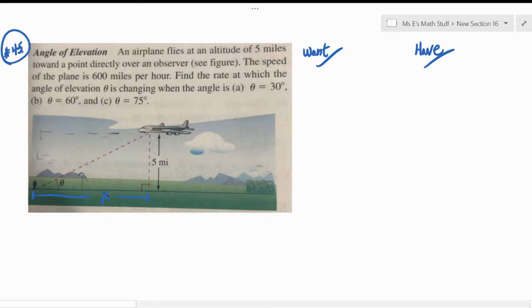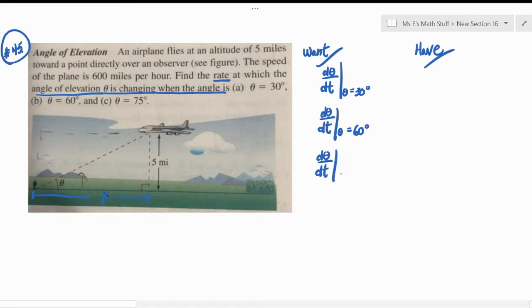Okay, it says rate at which the angle of elevation theta is changing. So we want d theta dt, and we want it at the moment when theta is 30 degrees. We want d theta dt at the moment when theta is 60 degrees, and we want d theta dt at the moment that theta is 75 degrees. So what is it we have?